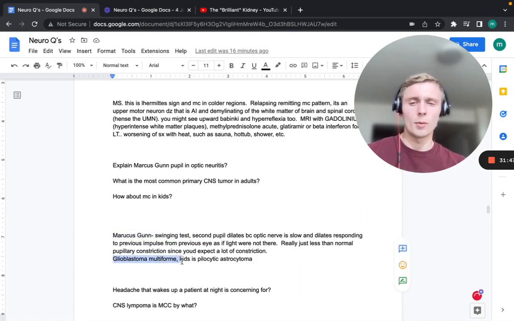And glioblastoma multiforme, that's the most common CNS tumor in adults. And in kids it is the pilocytic astrocytoma. So that's the most common in kids, the pilocytic astrocytoma.